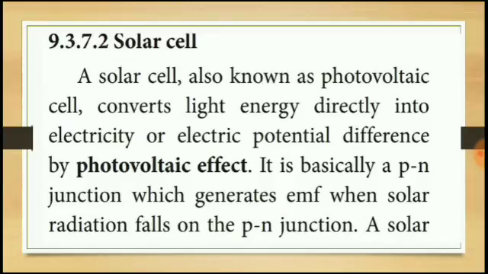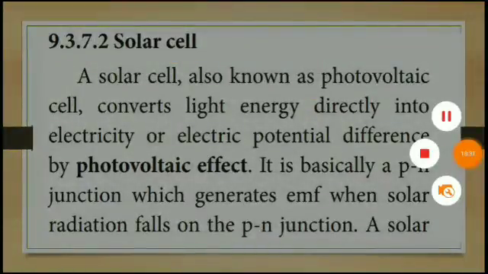Next, the solar cell. A solar cell is also known as a photovoltaic cell. This cell converts light energy directly into electrical energy. So please underline. And it is basically a PN junction diode. At the same time this junction is reverse biased and generates EMF when solar radiation falls on the PN junction.